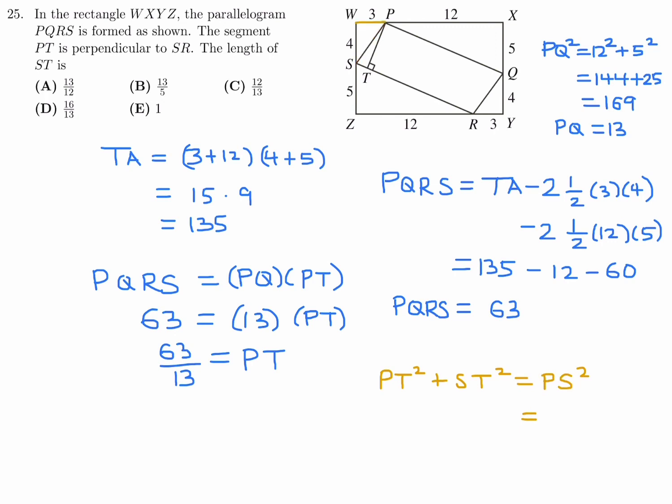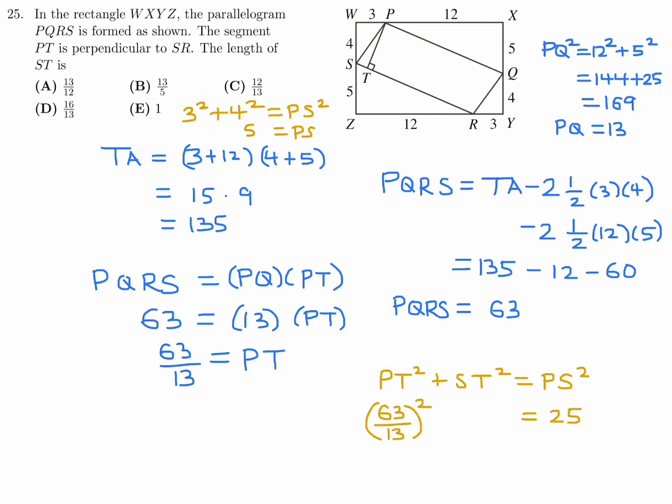Now PS, we haven't calculated yet, but we can do that easily using Pythagoras. Some of you even remember what that is. If one side is 3 and the other side is 4, what is the hypotenuse? But just in case you didn't, we can do it really quickly. 3 squared plus 4 squared is equal to PS squared. That means this is 9 plus 16, which is 25. 25 is PS squared, so PS must be 5. So there we go. So PS squared is going to be 25.